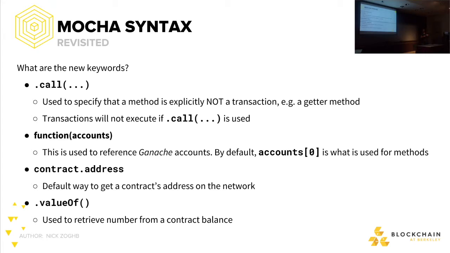And contract.address, I mentioned we get access to some special attributes. Contract.address is one of those attributes. It gives you the address of the current contract you're on, and then value of allows you to retrieve a number from the contract balance. Okay.